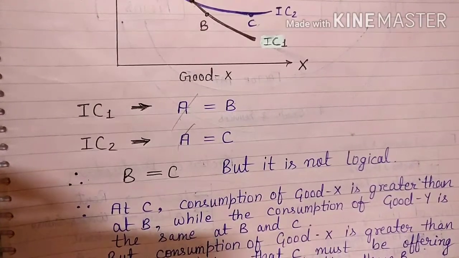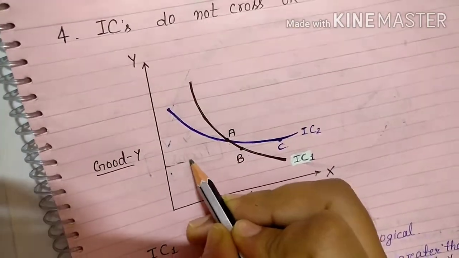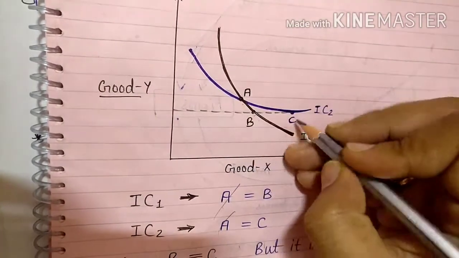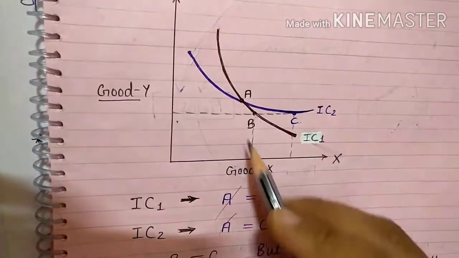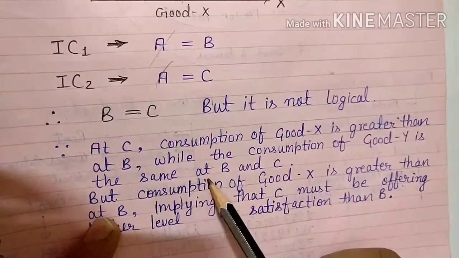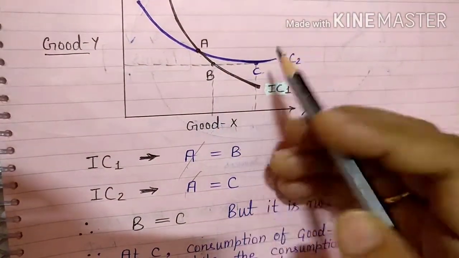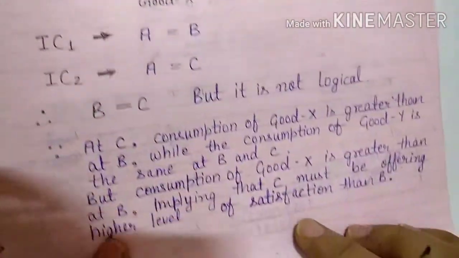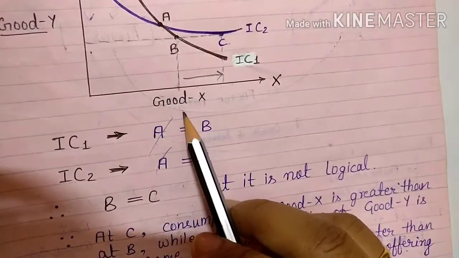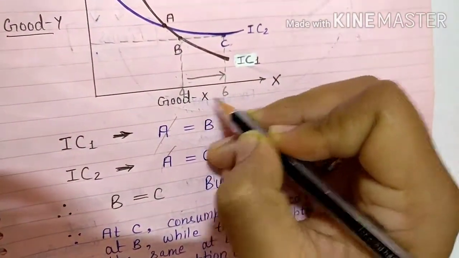Why? Because, as you can see here, the consumption of good Y is the same at B and C. If we talk about good Y, just check here. This line shows the same combination of good Y at B and C, same satisfaction. But if you talk about consumption of good X, just check here. B point is here and C point is here. This much difference is there. So the consumption of good X at C is greater than at B, as you can see here. It can be 4, it can be 6. It is bigger. 6 is bigger than 4.